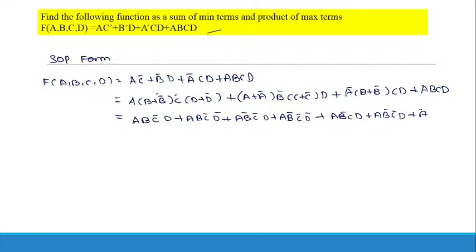Next A bar B bar C D plus A bar B bar C bar D. Next A bar B C D plus A bar B bar C D plus ABCD. Okay. So now you have to find out the common terms, but actually this is a very big expression.